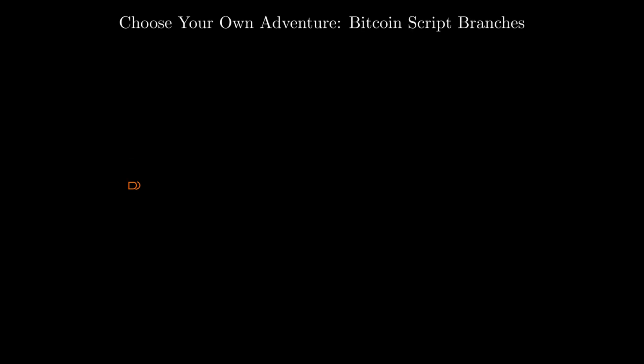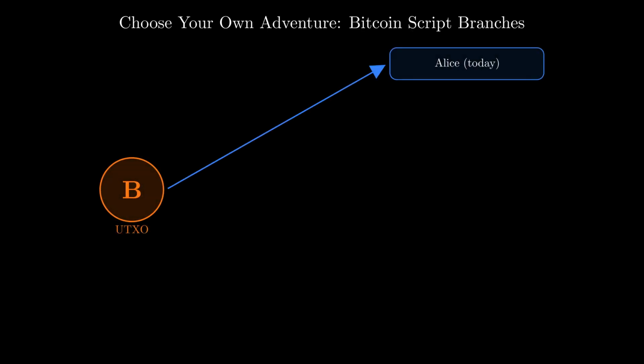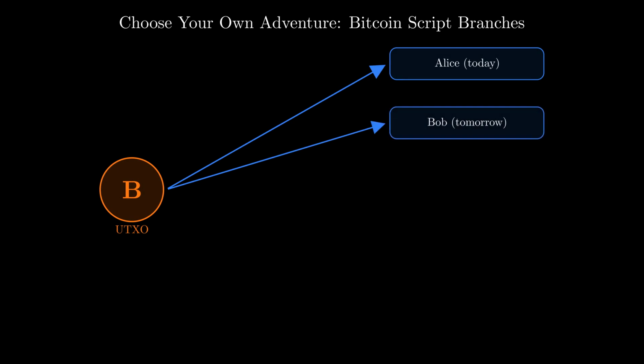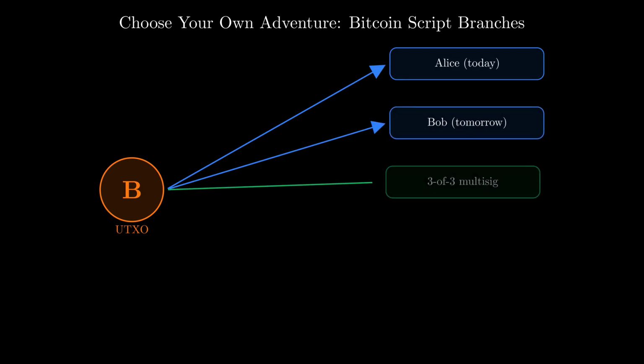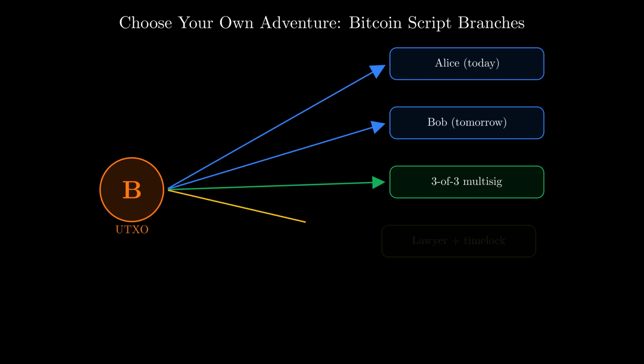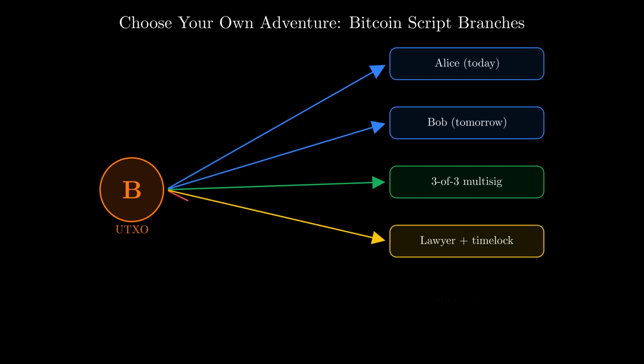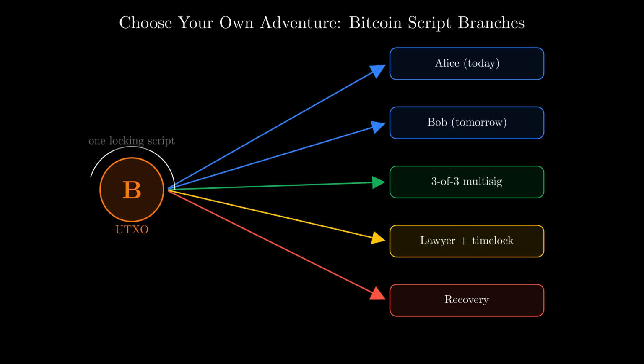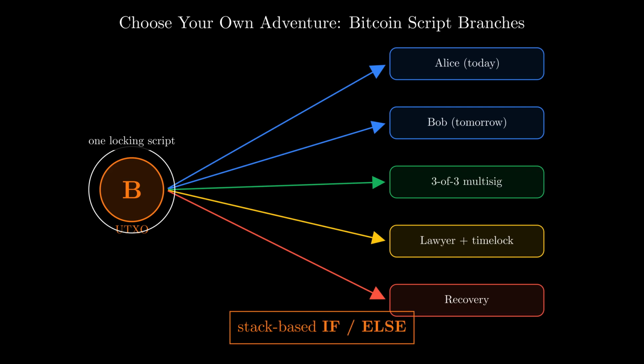Imagine one Bitcoin address spendable 5 different ways: by Alice today, by Bob tomorrow, by any of 3 after a month, by a lawyer after 90 days. One locking script, and the spender chooses their path. The trick is a stack-based if-else that, at first glance, looks backward.